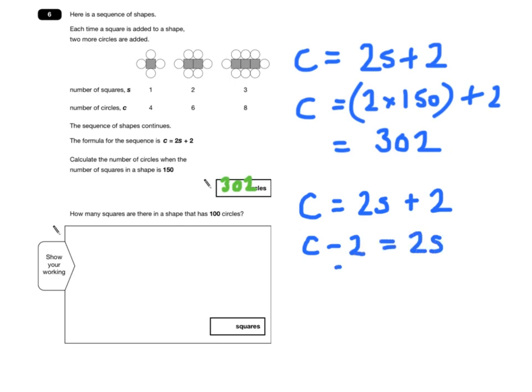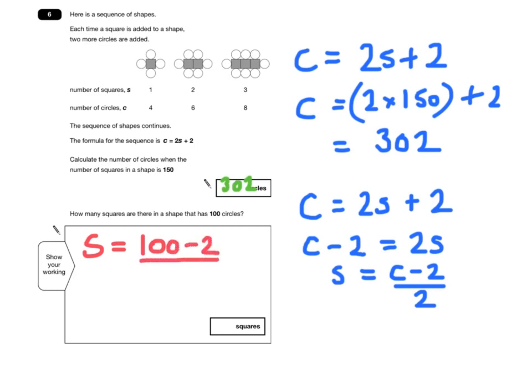c equals 2s plus 2. If we take 2 off both sides, we get c minus 2 equals 2s. And therefore s is equal to (c minus 2) over 2, because we then divide both sides. To get from 2s to s, we divide by 2.